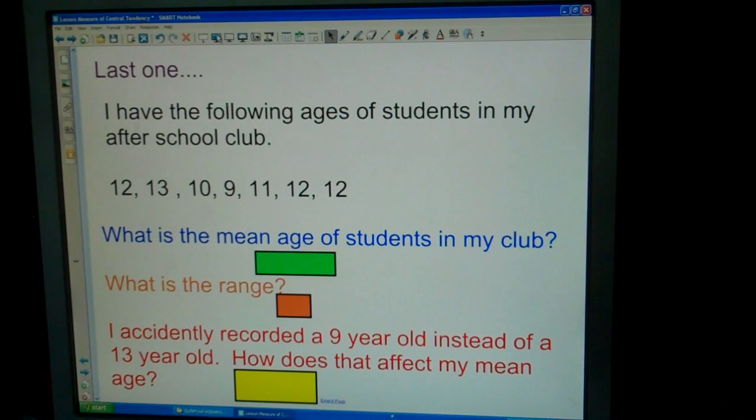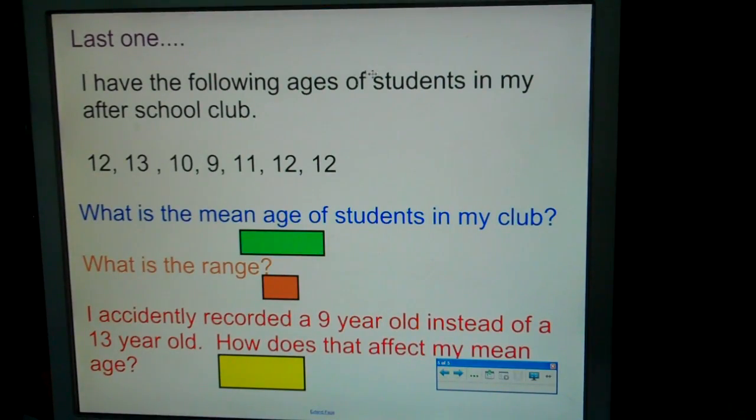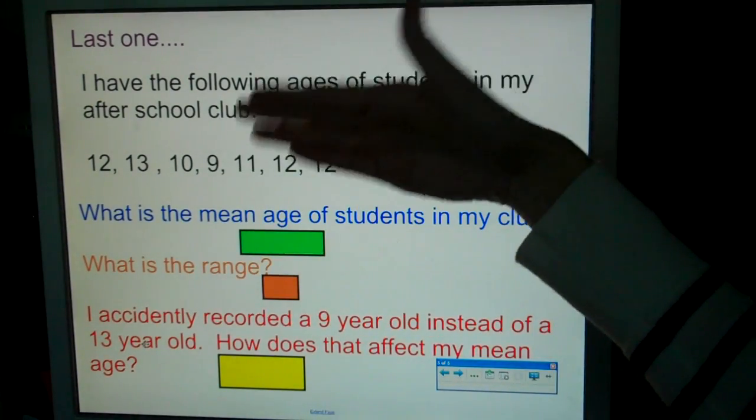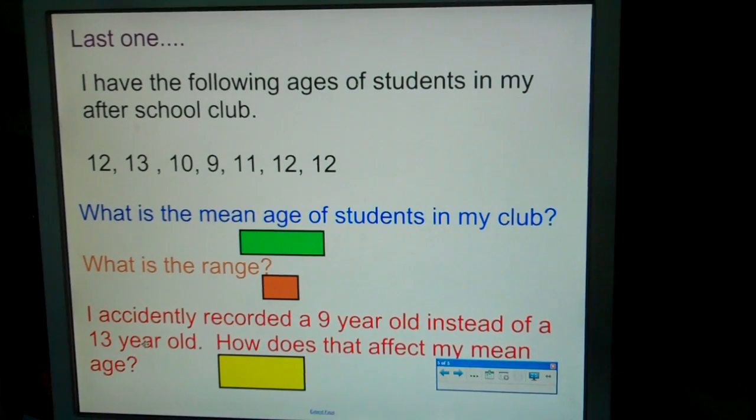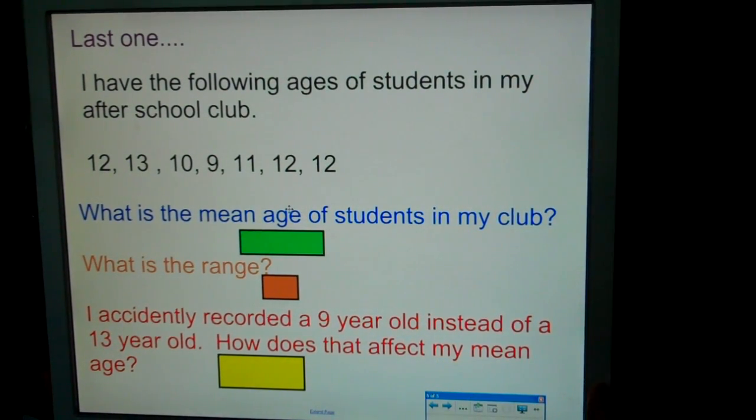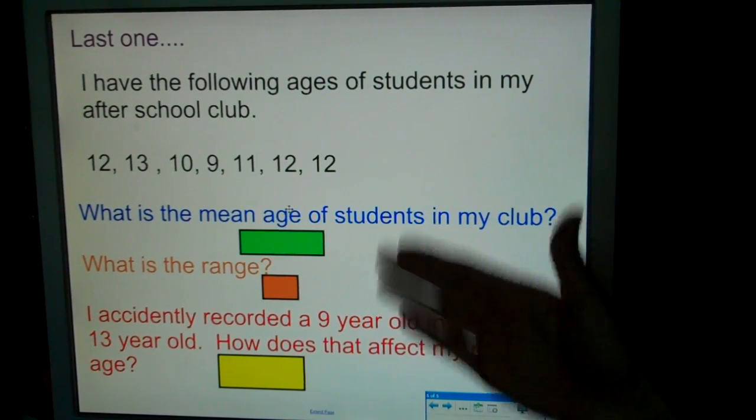Last one. Okay. I have the following ages of students in my after-school club. There they are. What is the mean? What is the range? And then I accidentally recorded a 9-year-old instead of a 13-year-old. Meaning I asked this kid his age, and I thought he said 9, so I wrote down 9, but he was actually 13. How does that affect my mean age? So I want you to pause, get your calculator out, and answer them.